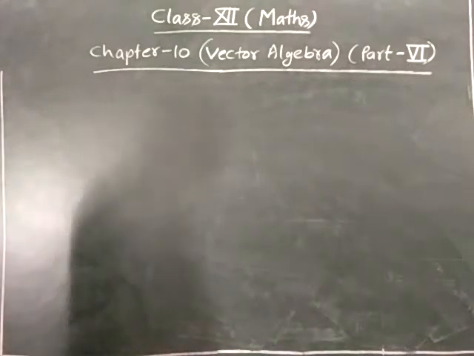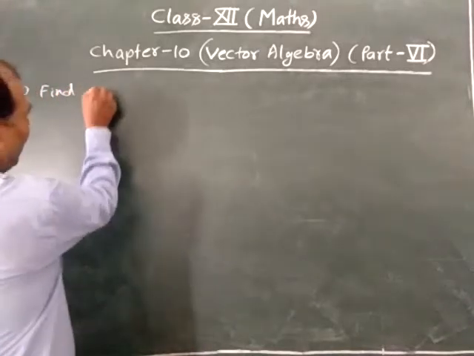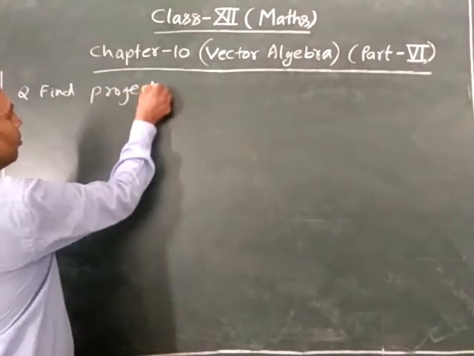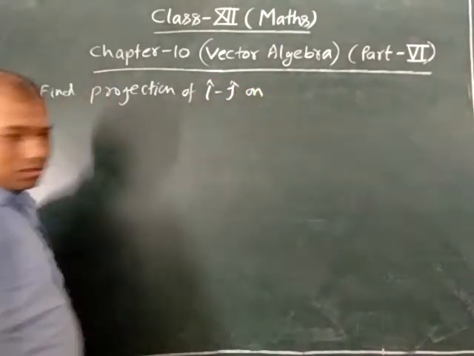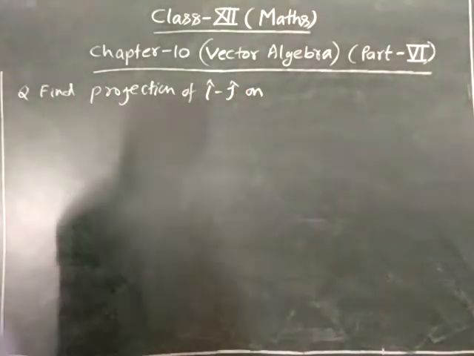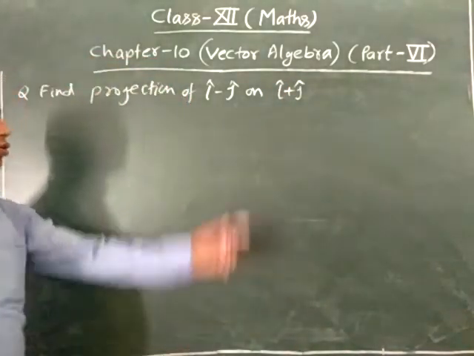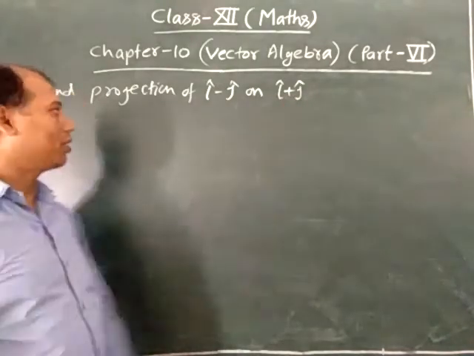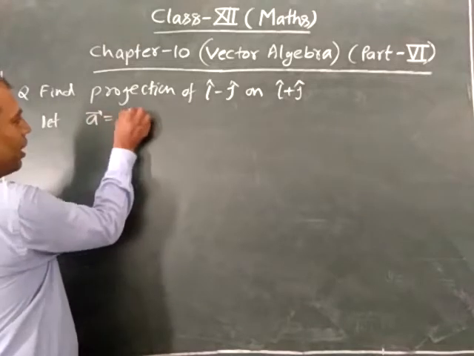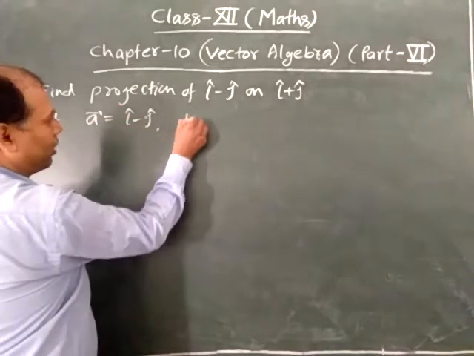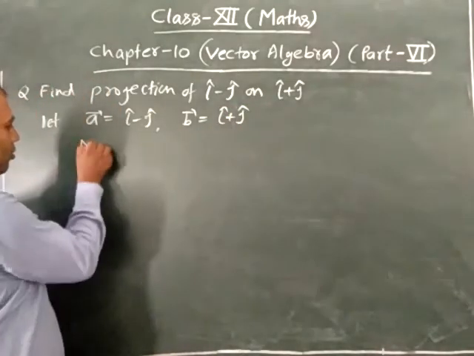So the question is: find the projection of i minus j on i plus j. We have to find out the projection of this vector on this vector. Let us consider vector A equal to i minus j and vector B equal to i plus j.